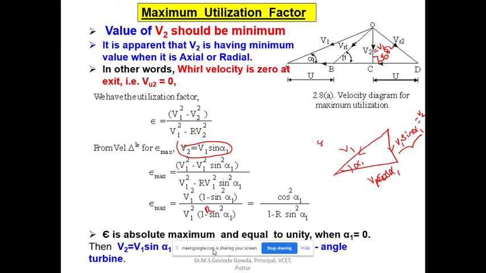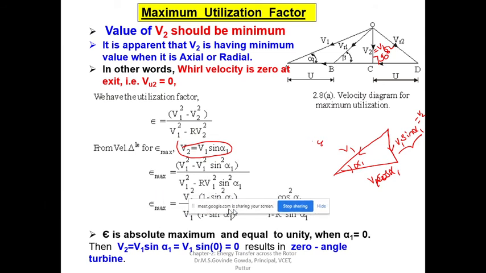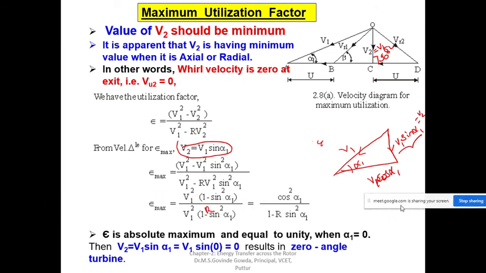So when epsilon is absolute maximum and equal to unity, when alpha 1 equal to 0, V2 equal to V1 sin alpha 1, so V1 sin alpha 1 becomes 0. So this results in zero angle turbine. What do you mean by this statement here? Can anyone explain zero angle turbine? Axial.